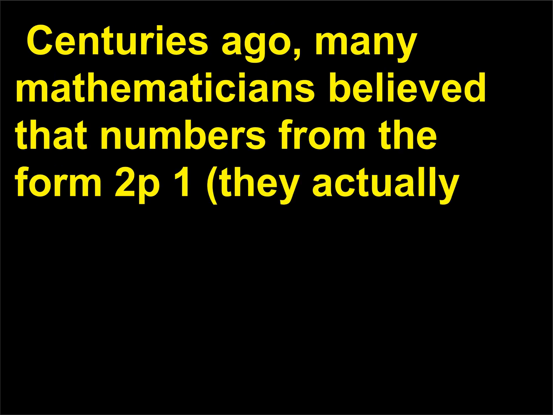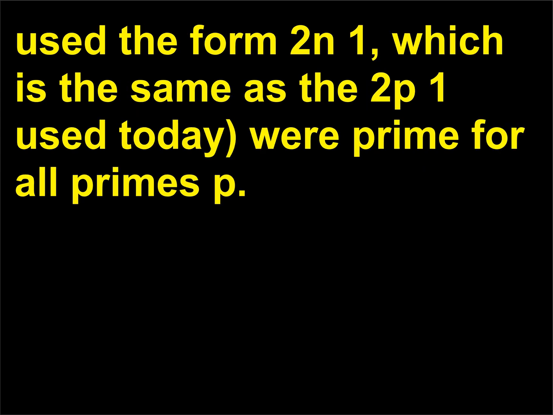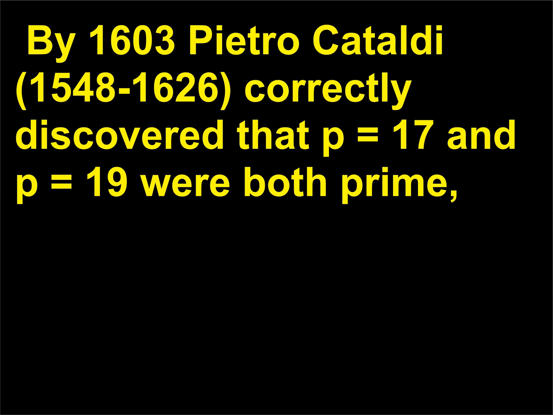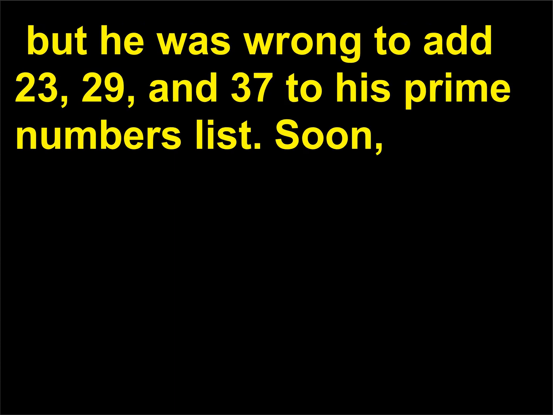Centuries ago, many mathematicians believed that numbers of the form 2^p - 1, they actually used the form 2^n - 1, which is the same as the 2^p - 1 used today, were prime for all primes p. By the 16th century, it was proven that 2^11 - 1 equals 2047 was not prime. By 1603 Pietro Cataldi, 1548 to 1626, correctly discovered that p equals 17 and p equals 19 were both prime, but he was wrong to add 23, 29, and 37 to his prime numbers list.